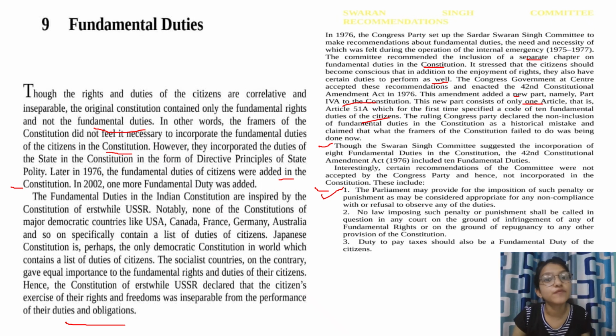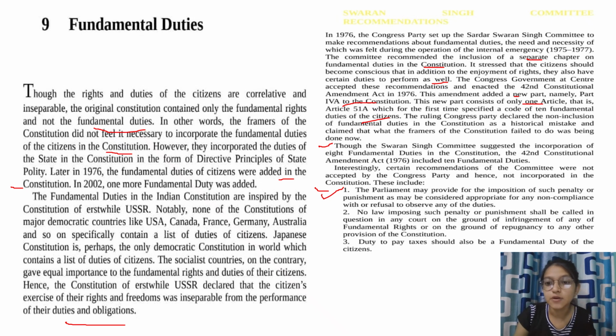The Congress government felt that incorporating a totally new chapter is itself a new thing. But above that, if we add a penalty or punishment for the citizen if they fail to do their duty, it would be more strict in nature. That's why they said that as of now we'll only be incorporating the fundamental duties. Later we will look at whether we should add penalty or punishment for those people who are not abiding by the guidelines given by the constitution.